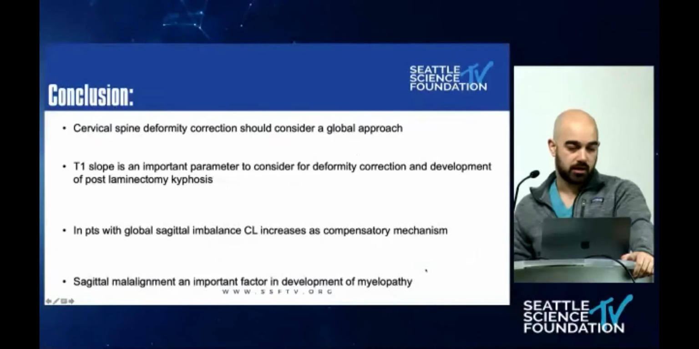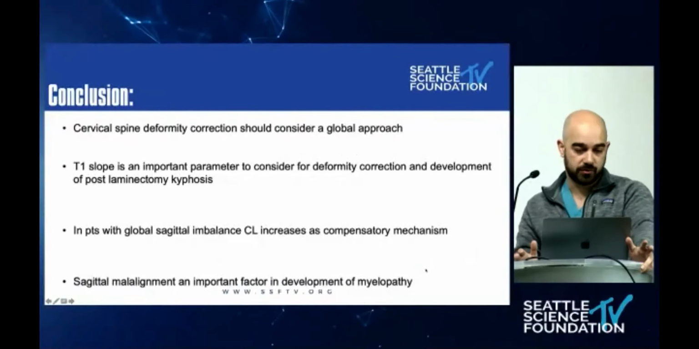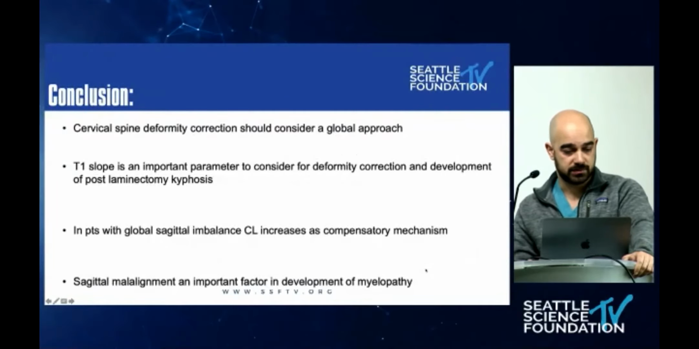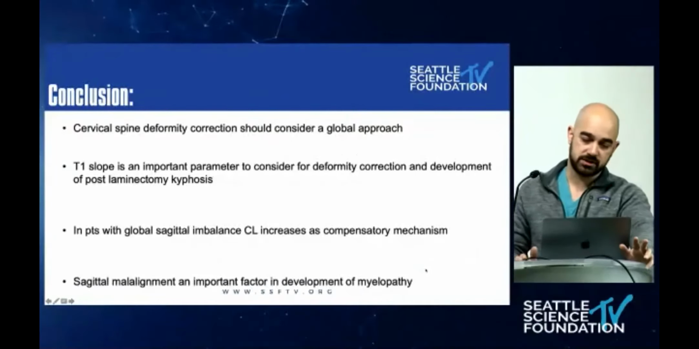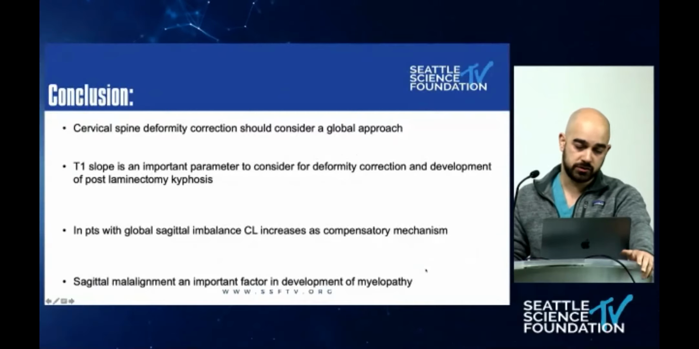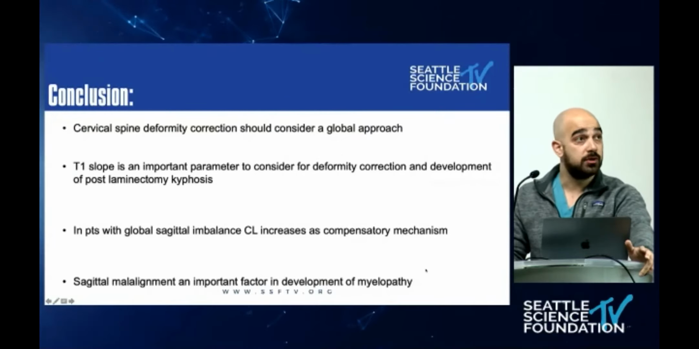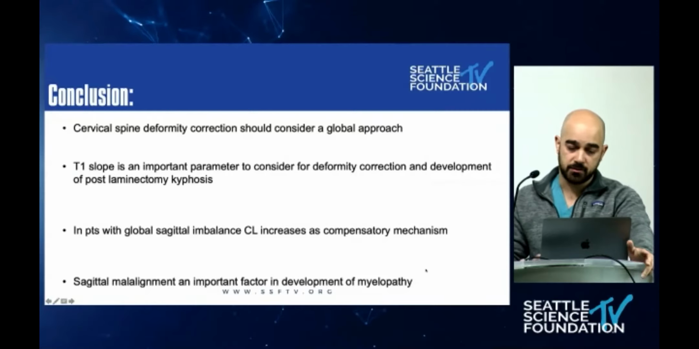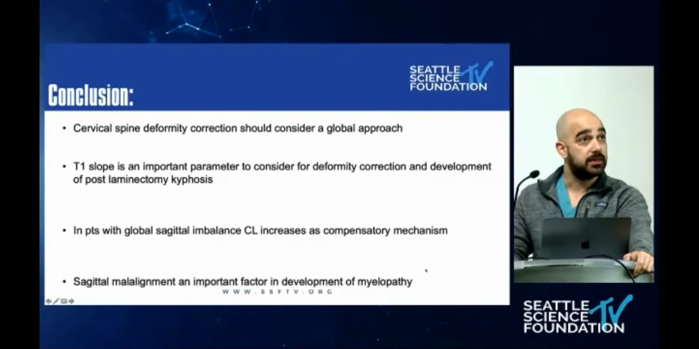In conclusion, this was a narrative review that brought together everything that we talked about today. Cervical spine deformity correction, we should consider as a part of the global approach when we look at spine deformity. T1 slope is a very important parameter out of all the other sagittal parameters in the cervical spine. It's been studied the most, and it's been shown that it should be considered for deformity correction in the cervical spine. It's also been shown to be important in development of post-laminectomy kyphosis. In patients with global sagittal imbalance, lordosis of the cervical spine increases as a compensatory mechanism, and sagittal malalignment is an important factor in development of myelopathy. Thank you.